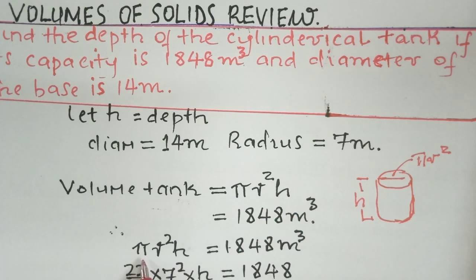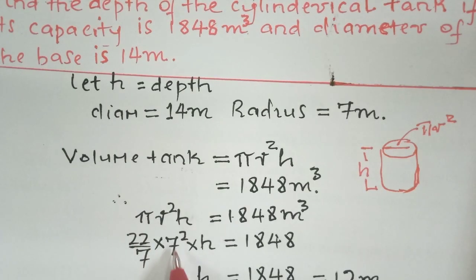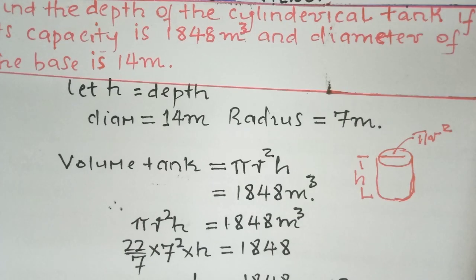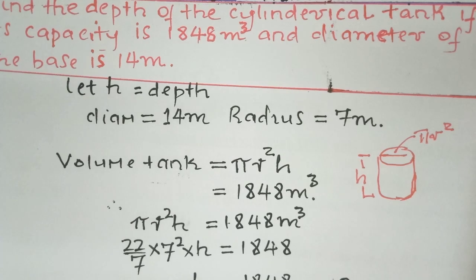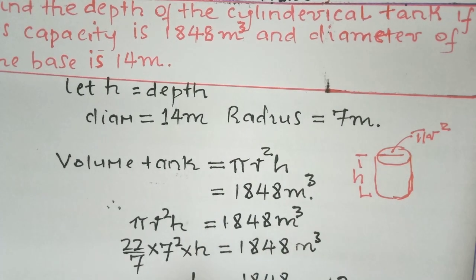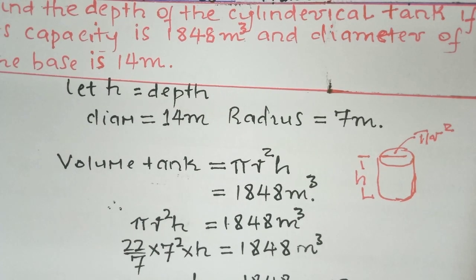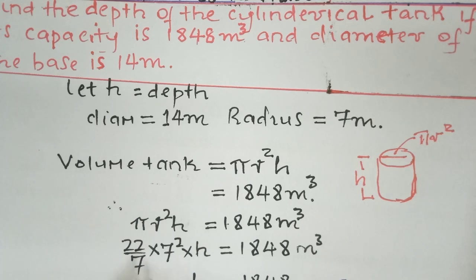So we come and now replace in this equation. We have pi, which is here. We have r, which is now 7 squared. Then we are left with the h. This one gives us 1848 meter cubed. So this one is meter cubed. So when we now look for the h, we are going to put our values. These values, we will bring them here. We are left with only h.